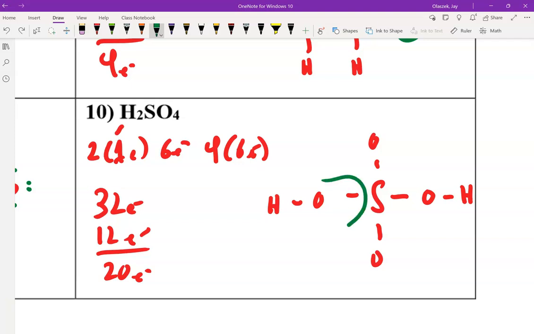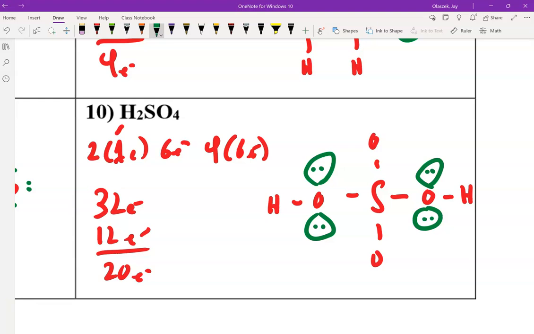This guy only has access to 4, so we're going to take 4 of these 20 electrons and put them around that oxygen. Now he's got 8. Do the same thing over here, and he has 8. That means that we've used, of the 20 electrons, we used 8, and we have 12 left. Fill these oxygens to have 8, and you are all done.